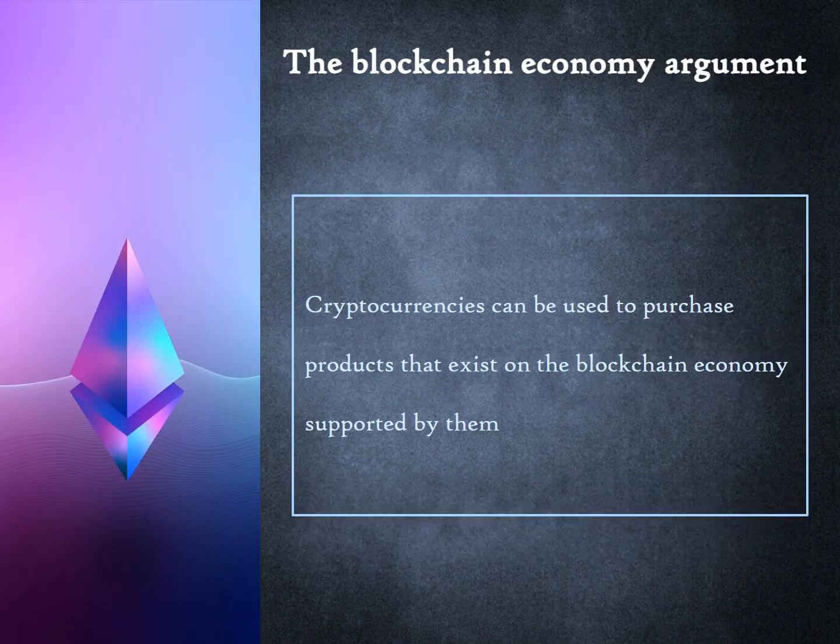The blockchain economy argument is that cryptocurrencies can be used to purchase products that exist on the blockchain economy supported by them. For instance, if Ethereum grows in popularity as a programming platform, the demand for Ether will grow. Software companies creating Ethereum-based applications and consumers transacting with Ethereum-based applications will need Ether to buy gas. For a specified supply of Ether, an increase in demand would, theoretically, raise the price of Ether.